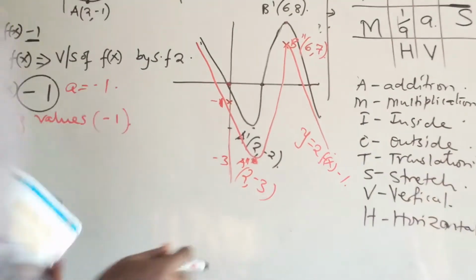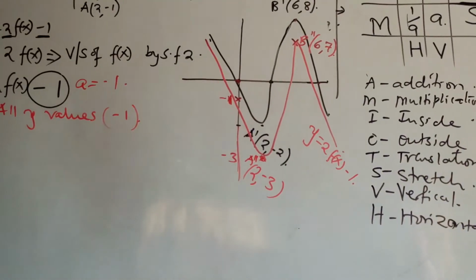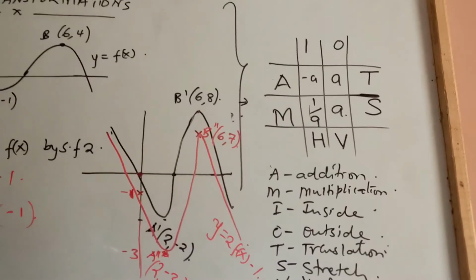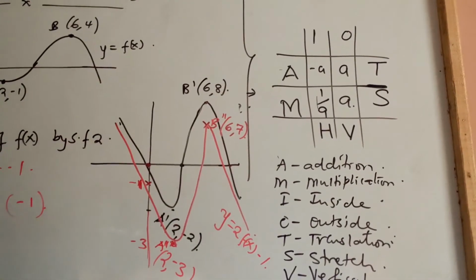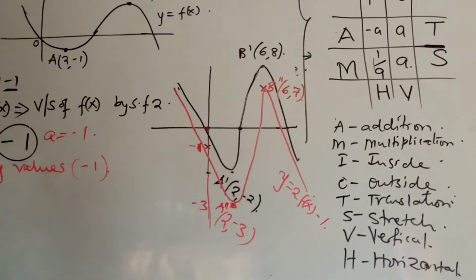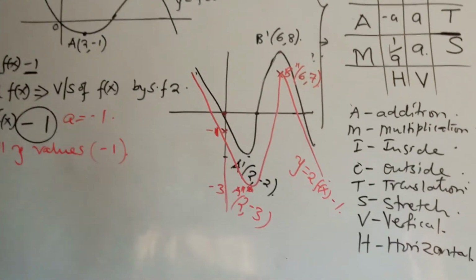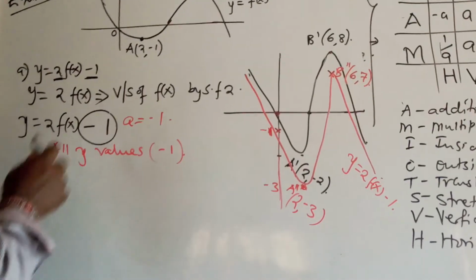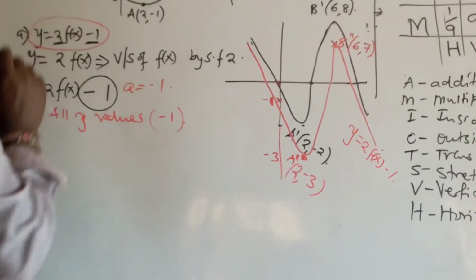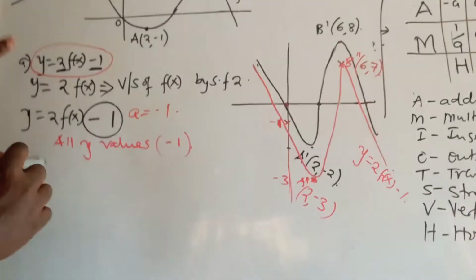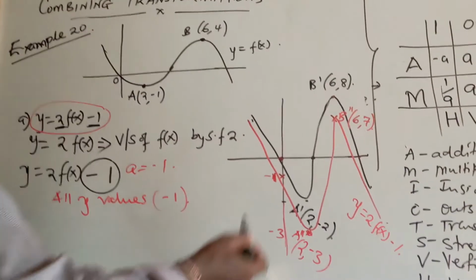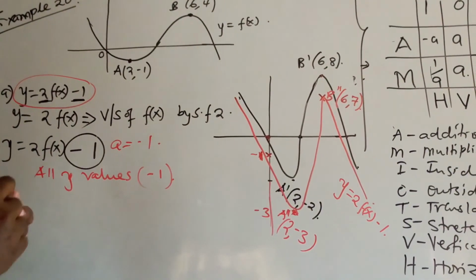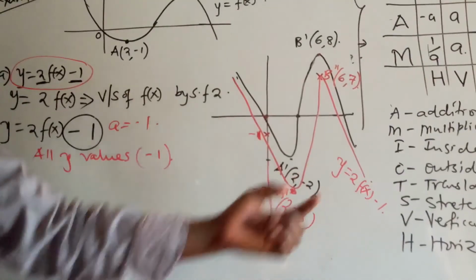Please remember, we have been assisted in a great way by our table here. That's why I did not wrap it, so that we can be consulting it every time we want to translate the original curve. So that means the combined transformation has actually been done on this particular curve, and the red one is our final curve. So please watch out for part B in the next video. For now, this is it.